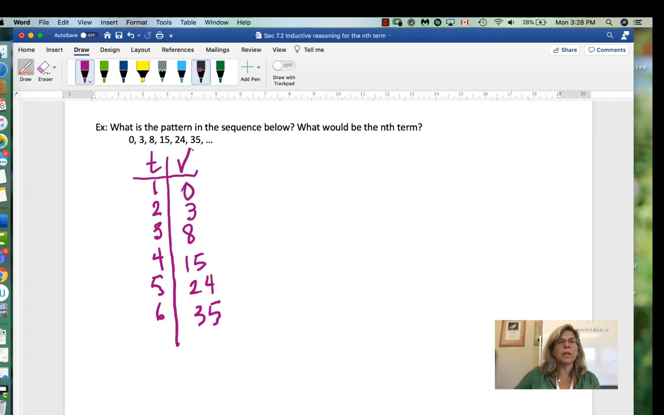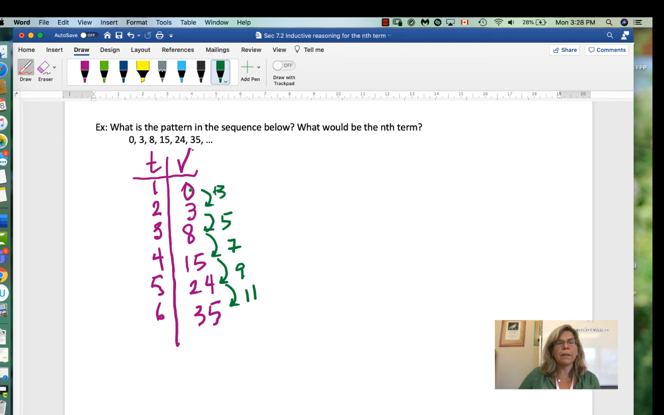I could look at it in the context of, well, 0 to 3 is 3, and 3 to 8 is 5, and 8 to 15 is 7. Oh, there we go. And 15 to 24 is 9, and 24 to 35 is 11. So we know how much they're increasing by, so we could do that.